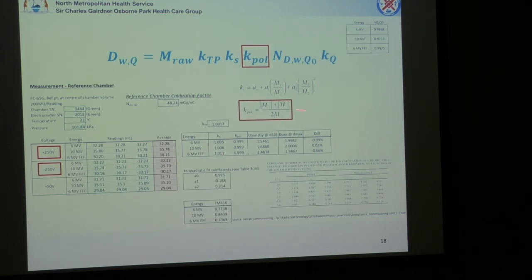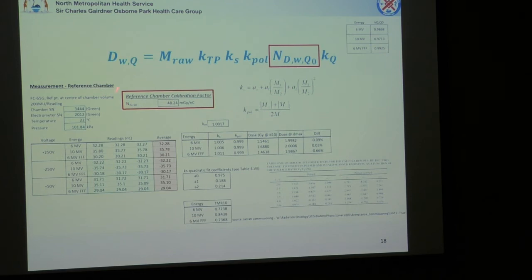Polarity, plus and minus 250 volts to get our Kpol. This again is from ARPANSA, and this is from the previous slide.